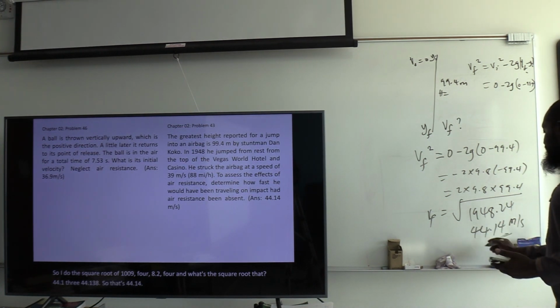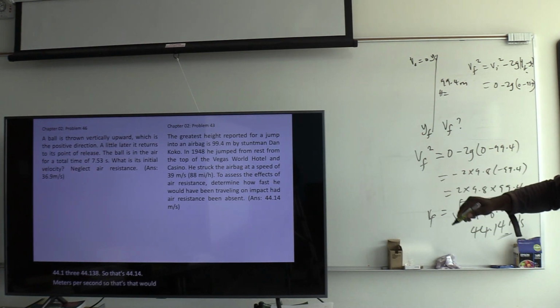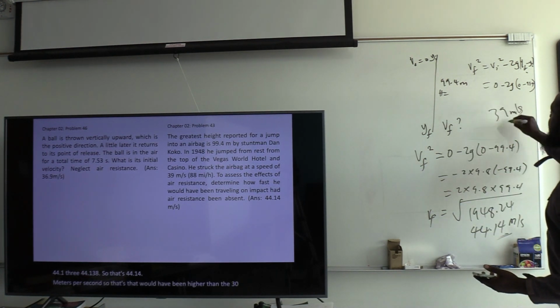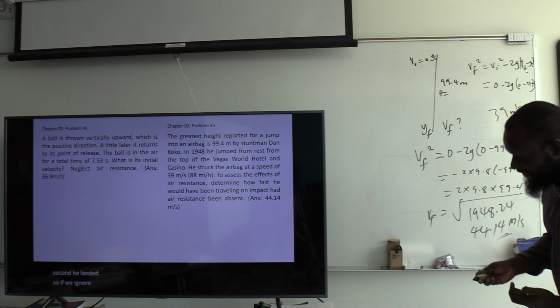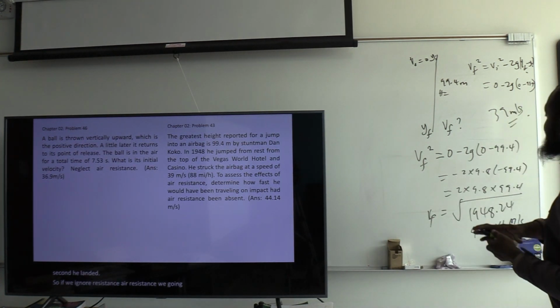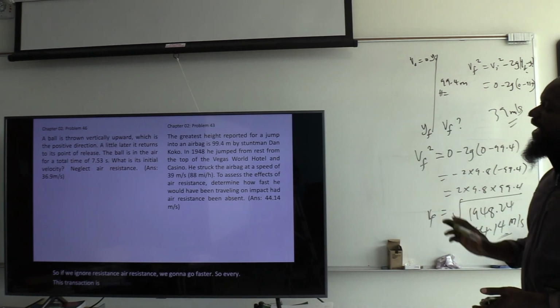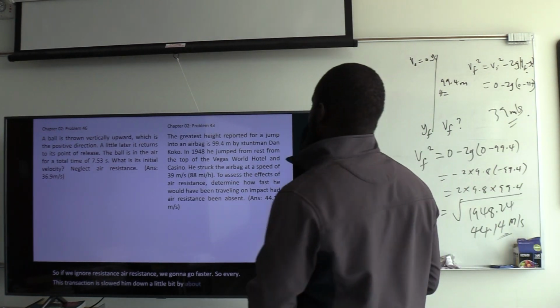meters per second. So that would have been higher than the 39 meters per second he landed. So if we ignore air resistance, we're going to go faster. So air resistance actually slowed him down a little bit, by about 5 meters per second.